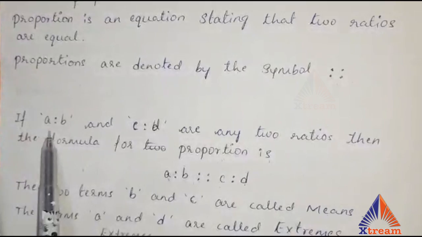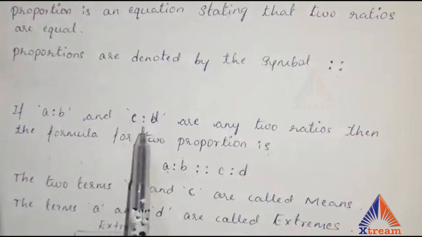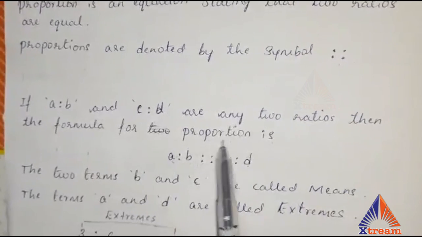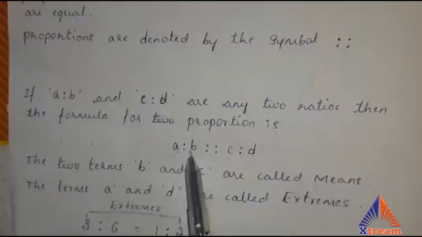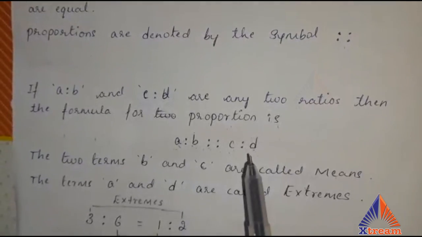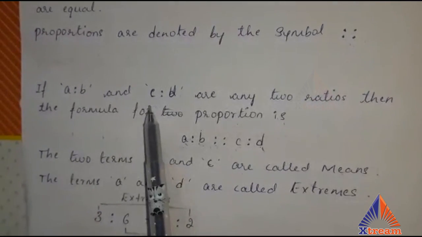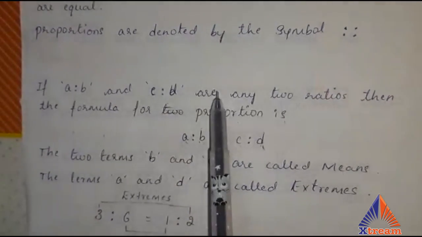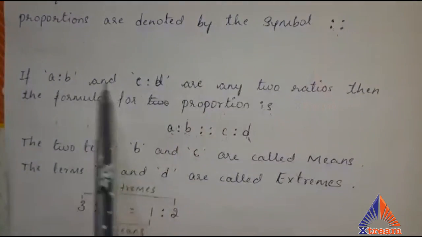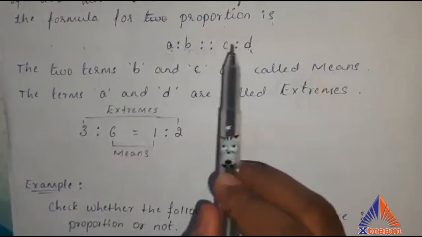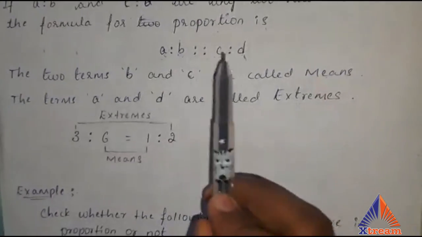So if A is to B and C is to D are any two ratios, then the formula for proportion is A is to B is as C is to D. So A is to B is one ratio and C is to D is another ratio. So these are two ratios where the proportion states whether these two ratios are equal or not.